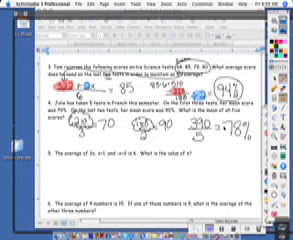Is there 5 total? Remember, it's the sum over the number of items. Is there 5 items? There's only 3 items. Okay. So it says the average is this. What's the value of x? So you need to do it by averaging it. The sum equals 6, right?